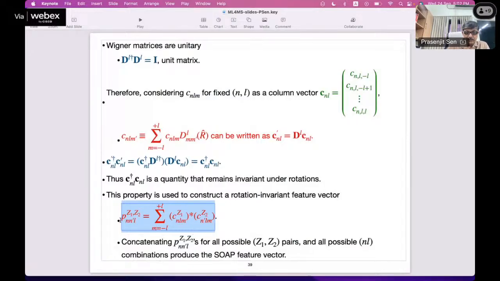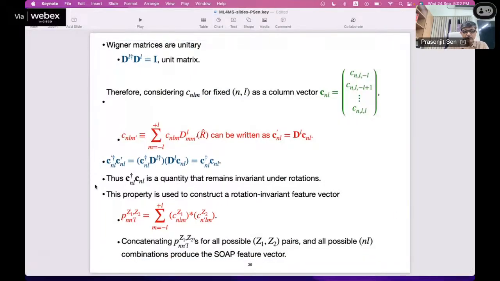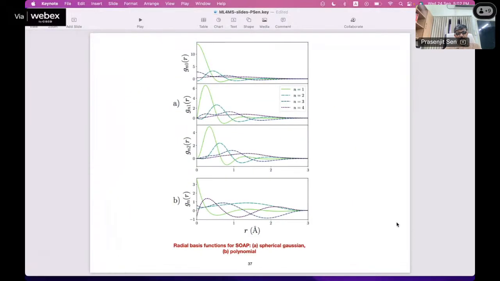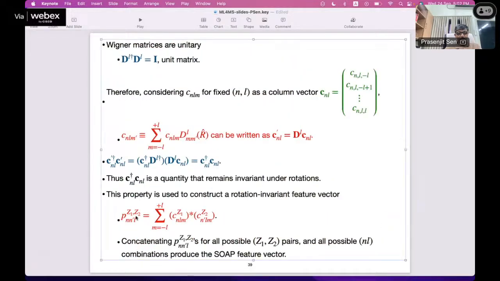And so you can calculate these for separate sets of values of n, n primed, L, Z1, Z2, and concatenate all of these. And that's how you get what is called the SOAP, or the smooth overlap of atomic positions. So that is the feature we were discussing. Finally, it's the set of rotationally invariant quantities P's that give you the SOAP operator.